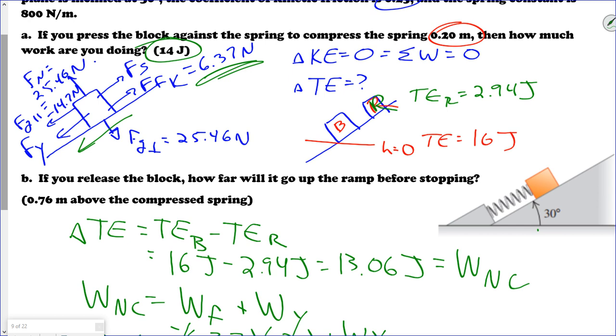All right. Now, B says if you release the block, how far will it go up the ramp before stopping?